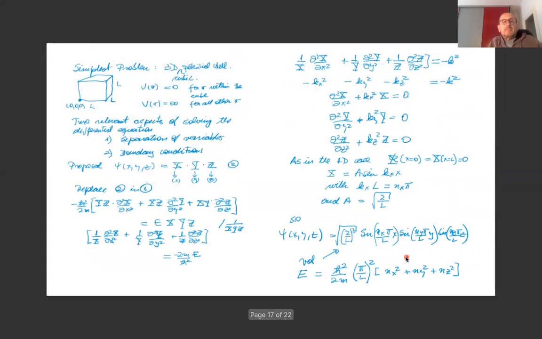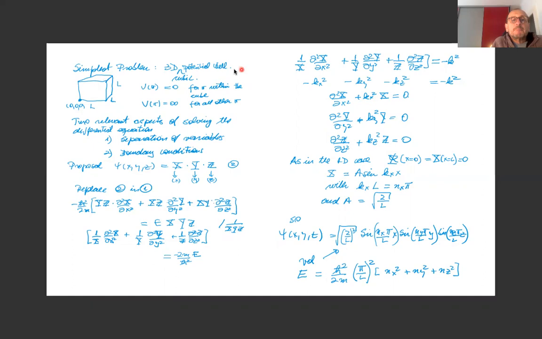Well, simplest problem. The problem in 3 dimensions. Oh, I made a mistake here. No, that's okay. The mistake is that's not a T, that's a Z. Okay, it's almost evident, but okay.